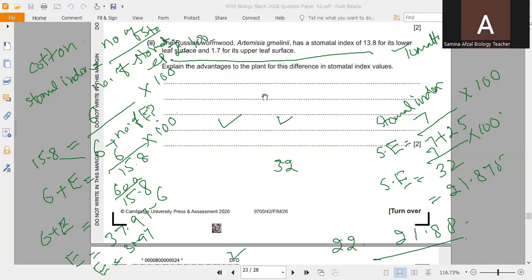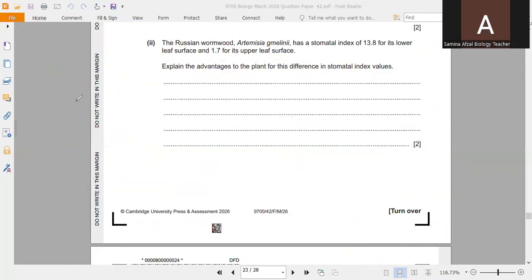Next question is, the Russian wormwood, Artemisia gmelinii, has a stomatal index of 13.8 for its lower leaf surface and 1.7 for its upper leaf surface. Explain the advantages to the plant for the difference in stomatal index values. So here I would like to write the answer as, what are the advantages?